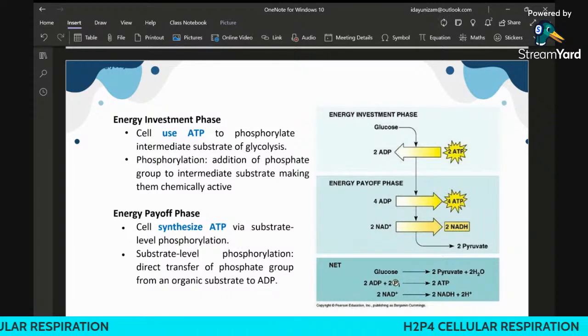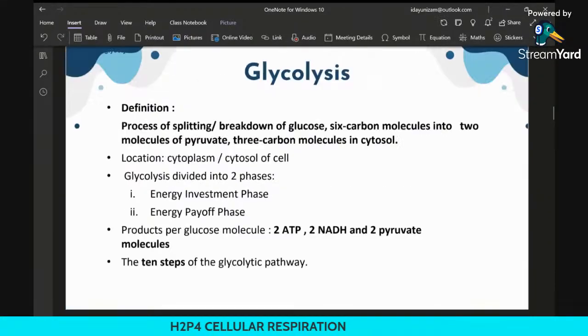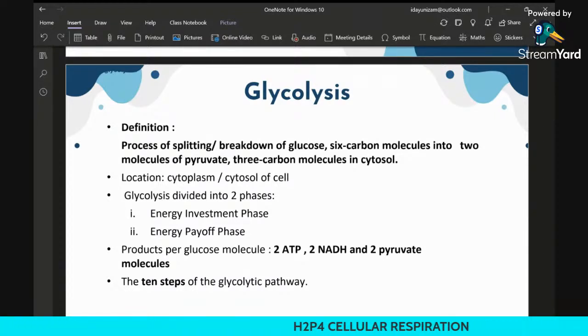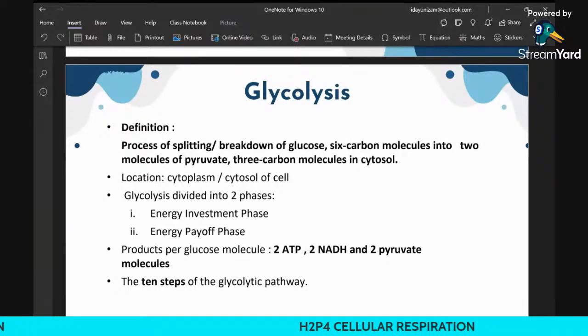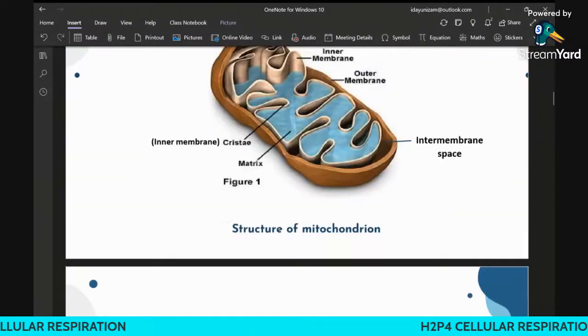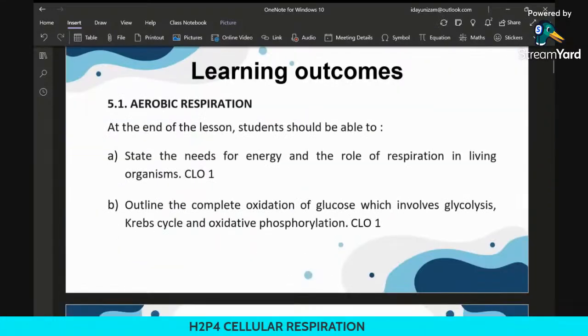If you can see from the slide that I'm showing you, if you refer to our biology notes, page 66, our tutorial chapter. Let's start by looking at the beginning of the learning outcomes.